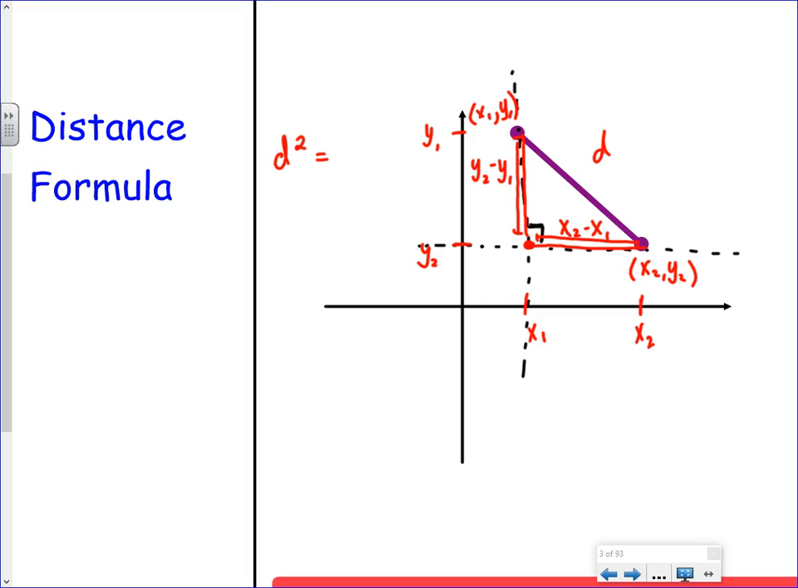What's the Pythagorean theorem? Okay. So I'm going to say d squared is equal to x2 minus x1 quantity squared plus y2 minus y1 quantity squared. Question: why does the negative not matter? It's squared. So it doesn't truly make a difference as far as which way you go with the subtraction in the distance formula. It doesn't truly make a difference whether the y2 is bigger or smaller than the y1.